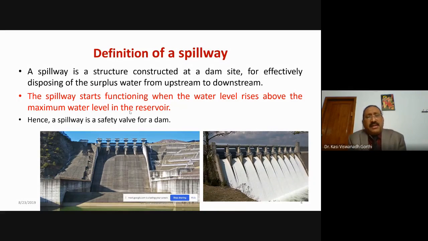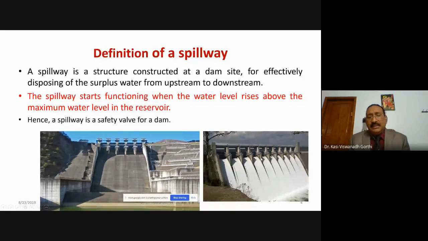Any storage reservoir requires the water to be stored. For example, if you take Nagarjuna Sagar, the maximum water level is plus 590. Till such time, the water will be stored safely. But over and above 590, we should not store the water. So it has to be safely let off to the downstream portion. Hence, a spillway is a safety valve for a dam.